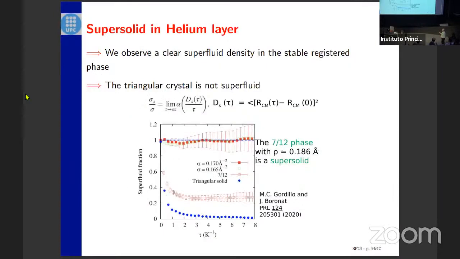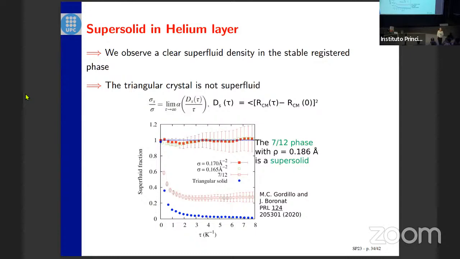in the second layer of helium on top of graphite, we observed that there is one of the registered phases. This is very technical, but when helium atoms are located in positions commensurate with the lattice, which is essentially graphene, there are several structures geometrically possible. One of them is the 7/12, which is technical. And we see that in that case, this is the estimator of the superfluid fraction. We observed a non-zero signal. So it means that it is a crystal, the particles are localized, but they show some small superfluidity.